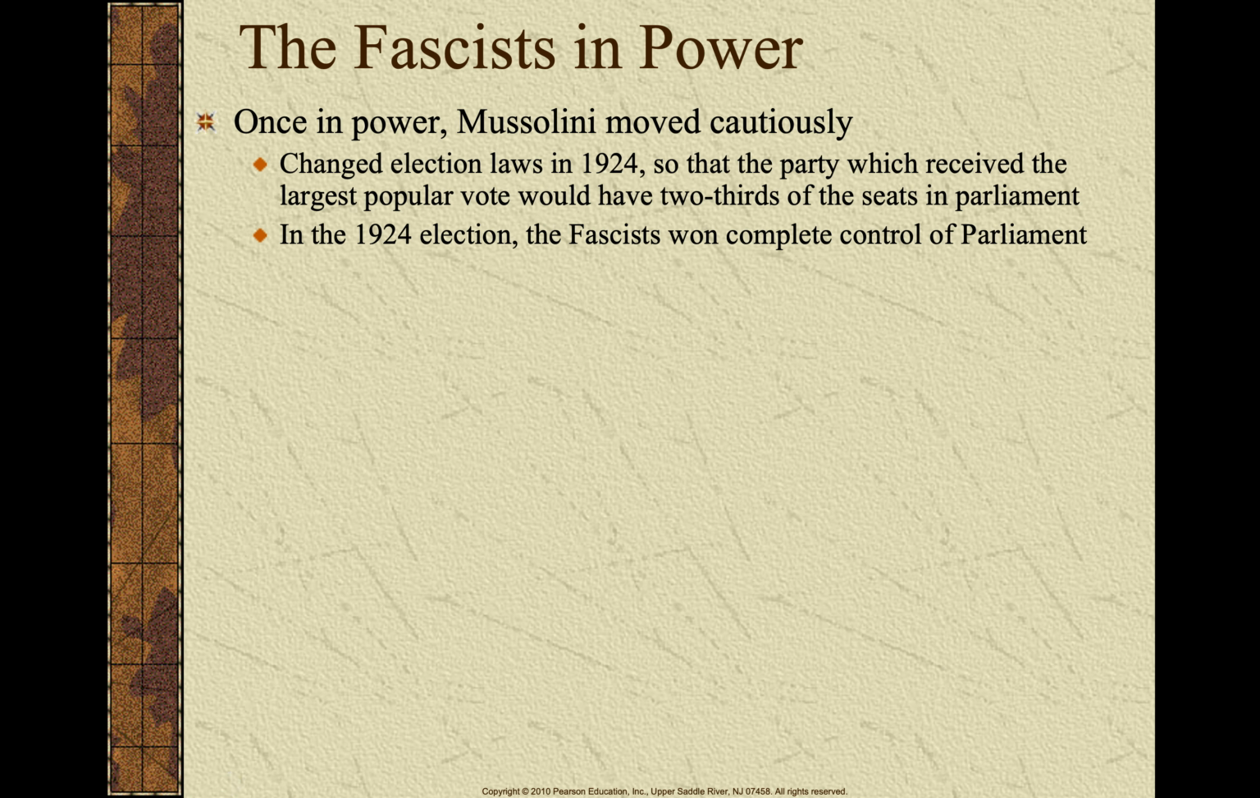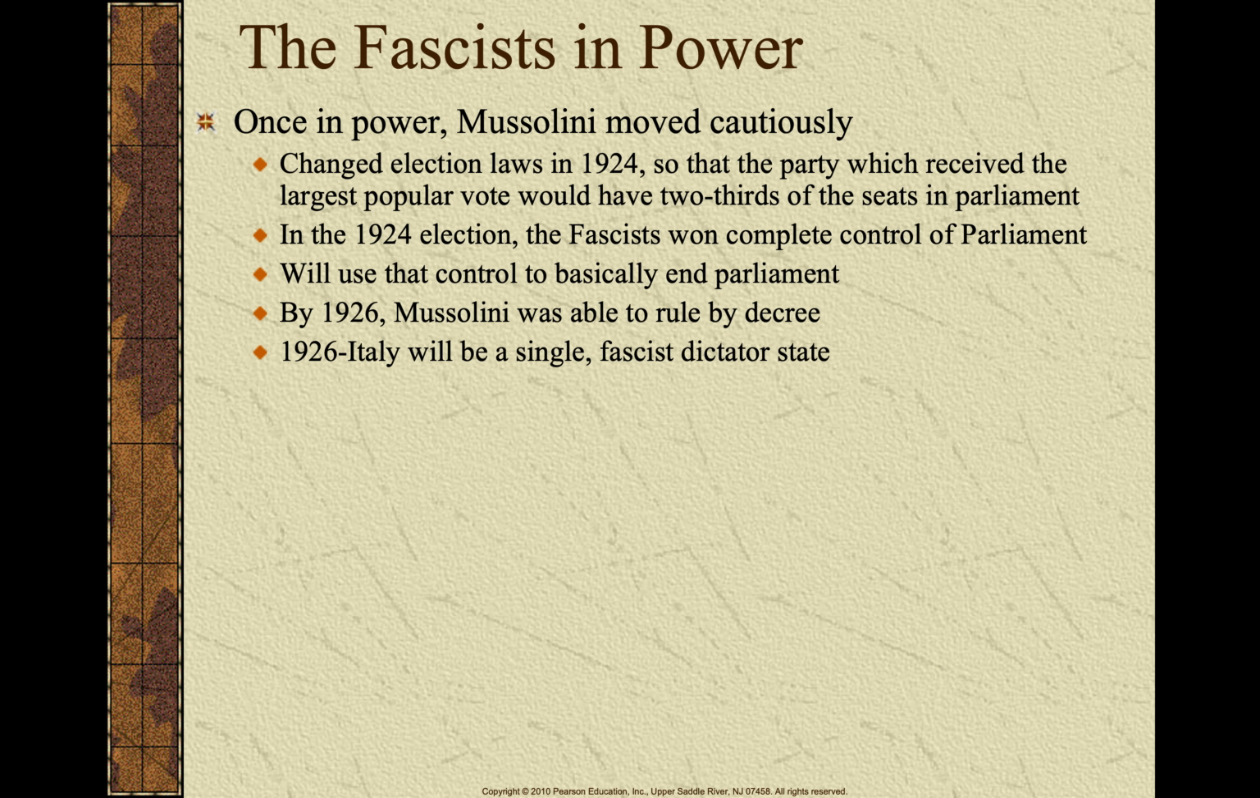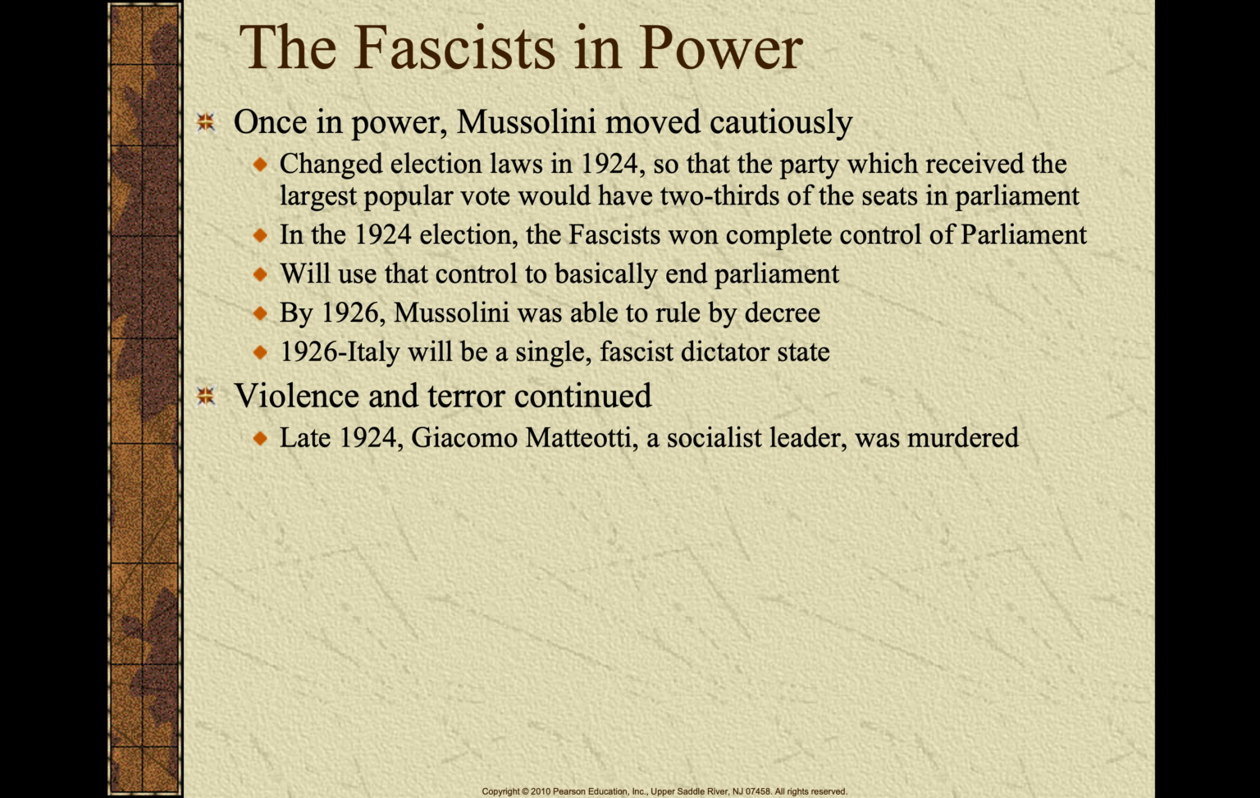If they have complete control of parliament and Mussolini is in power, Mussolini has complete control because his supporters are in control of parliament, all right? And so we are going to see by 1926, Mussolini is going to be able to rule however he wants by decree, and Italy will be a dictator state. And he's going to go on and start killing his political opponents and anybody who threatens his power. Presumably socialists, because those are his ideological enemies.